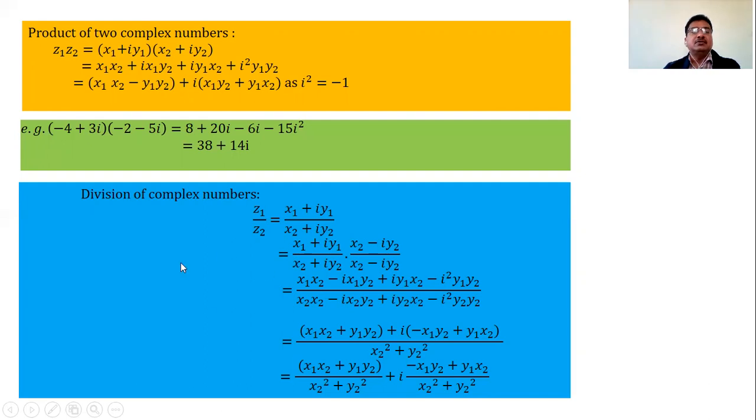So in order to divide two complex numbers, rationalize the denominator. This is a very important step, that is, rationalize the denominator. Then it converts the quotient into the form x plus iy, that is, the form of a standard complex number.